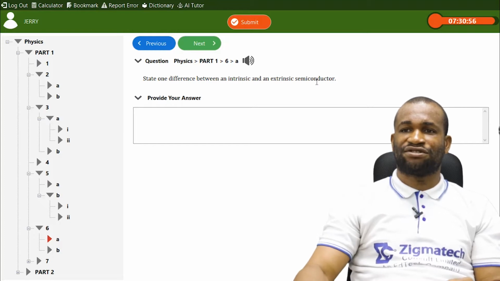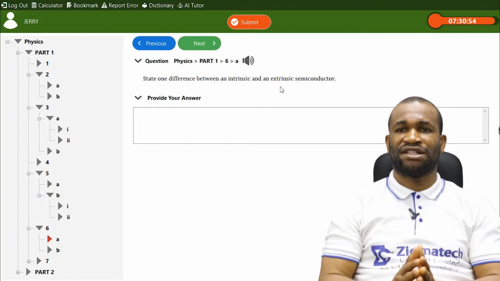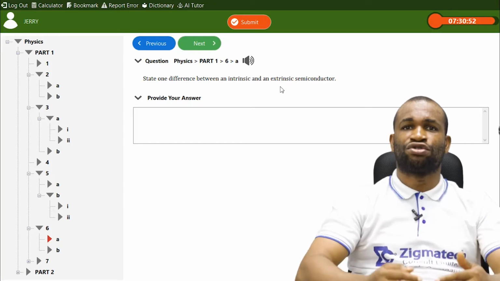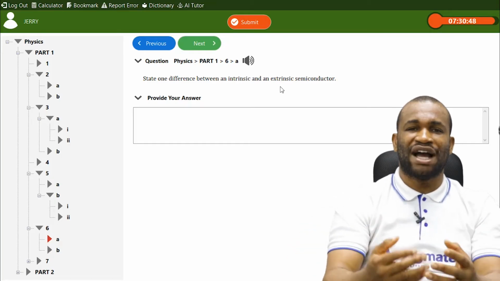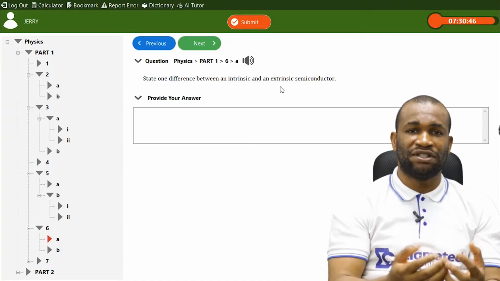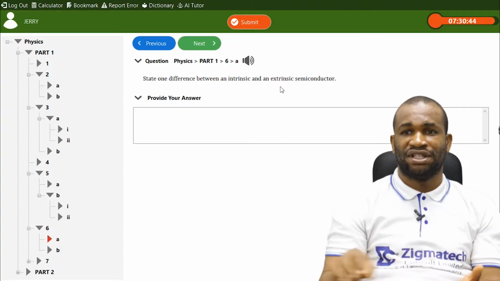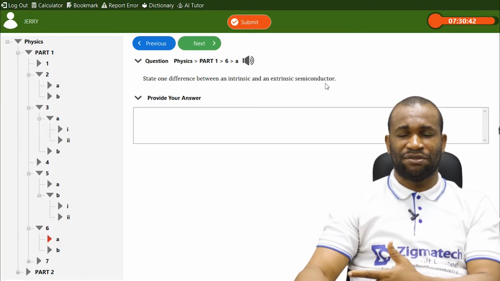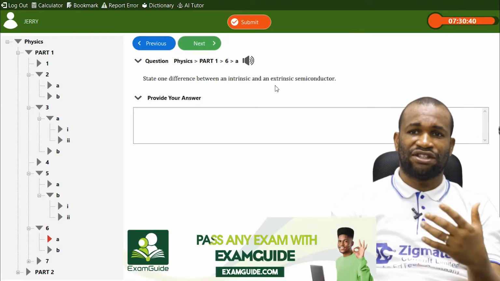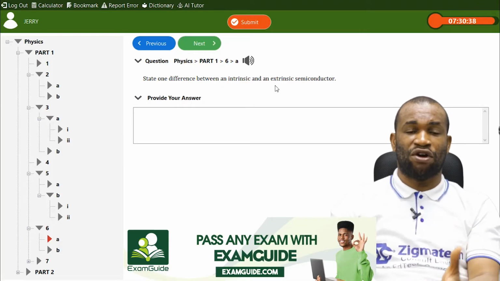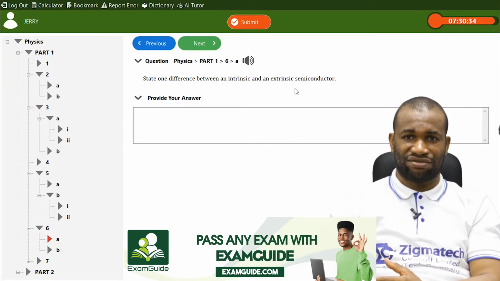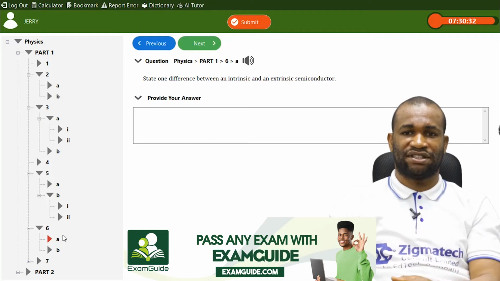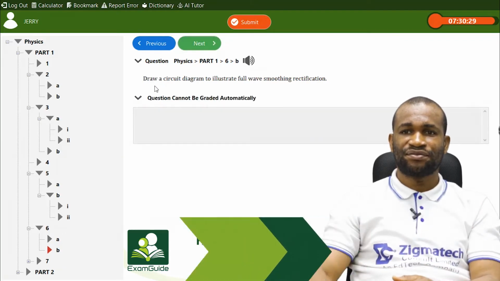Now when we talk about an extrinsic semiconductor, we are talking about a semiconductor that has gone through an improvement. For you to want a semiconductor to act better, you need to improve it by doing what is called doping. That means an extrinsic semiconductor is a semiconductor that does not have an equal number of holes and electrons. So one is greater, and that makes it extrinsic. So that is the best answer I can give.